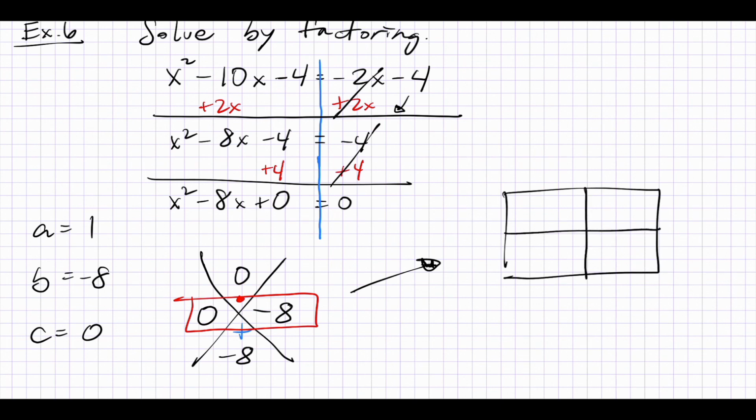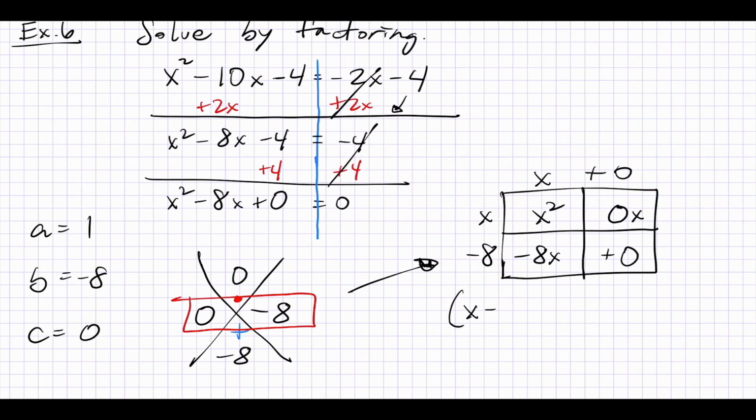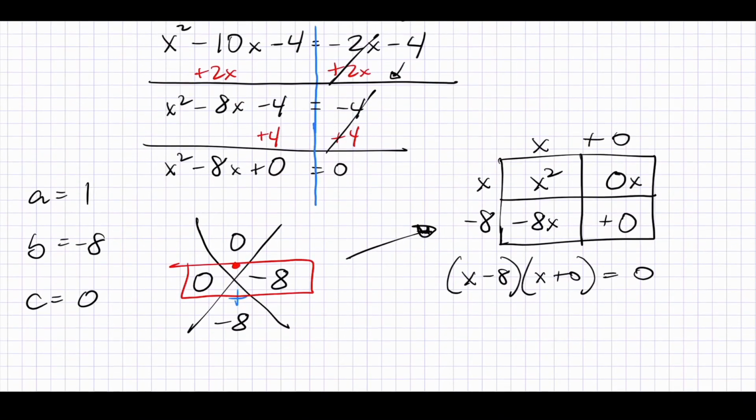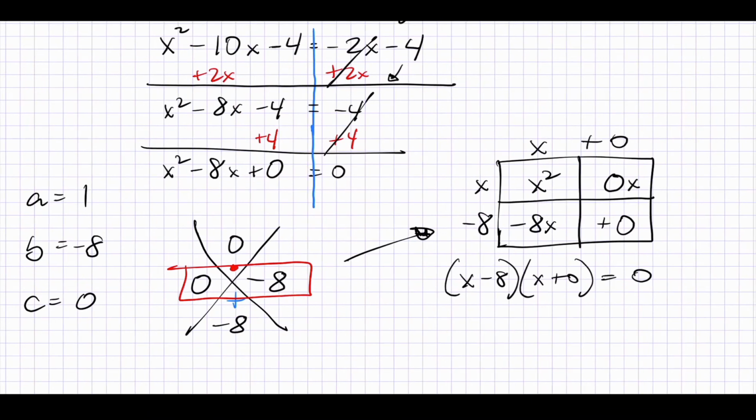Go to my box. I'm going to have x squared plus 0. And then I'm going to have a 0x and a negative 8x. x times x plus 0 minus 8 equals 0. Set them both equal to 0. x minus 8 equals 0. x plus 0 equals 0.